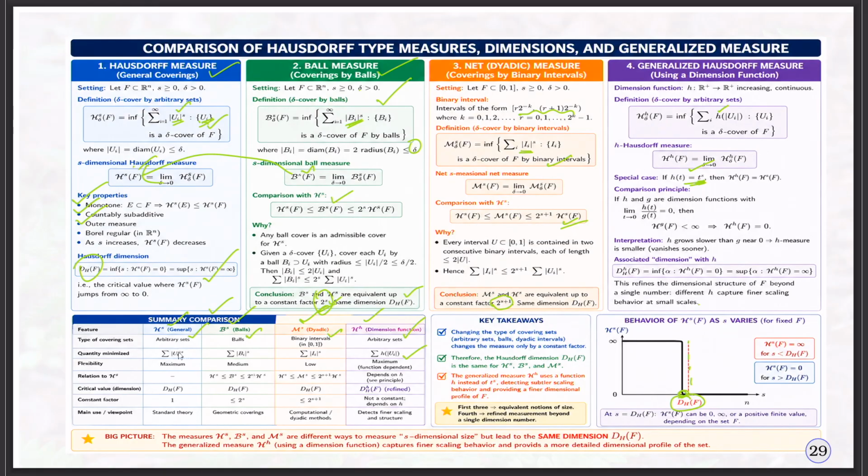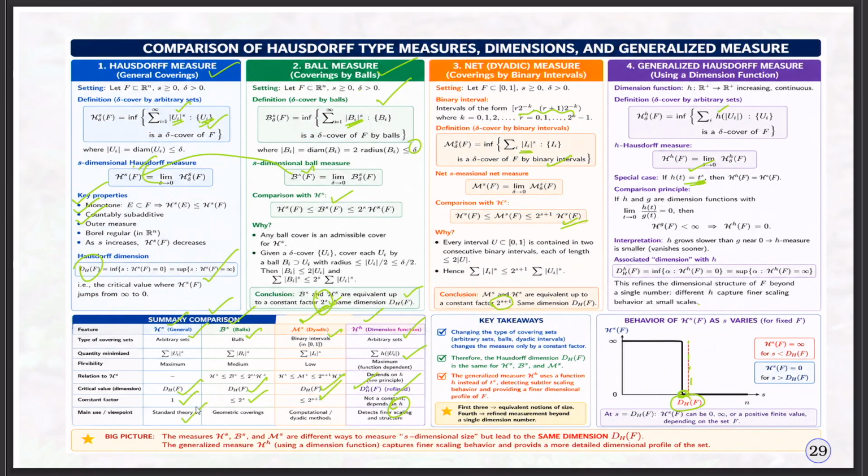So the relation of H^s to all the others: here B^s has the relation 2^s, here 2^(s+1) scaling. So note that in all four methods, the Hausdorff dimension of F is the same. Here the constant factor is 1, here the constant factor is less than or equal to 2^s, here the constant factor is less than or equal to 2^(s+1). Here it is not a constant, it depends on the function h.